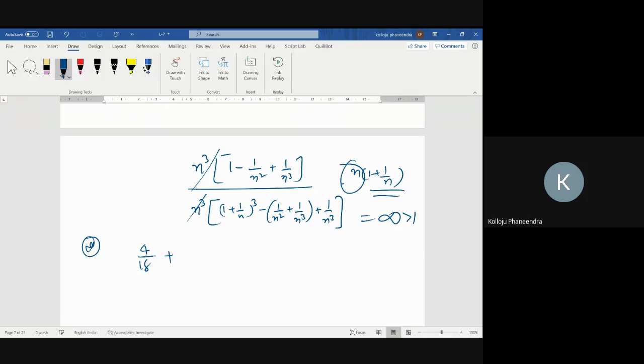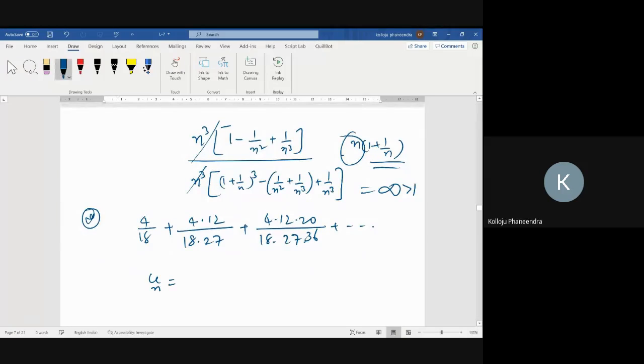4 by 18 plus 4 into 12 by 18 into 27. Any next term? Yes, sir. 4 into 12 into 20 by 18 into 27 into 36, correct? Yes, sir. So what is the nth term? 4 into 2n minus 1 in the numerator, divided by 9 to the power n into n factorial.